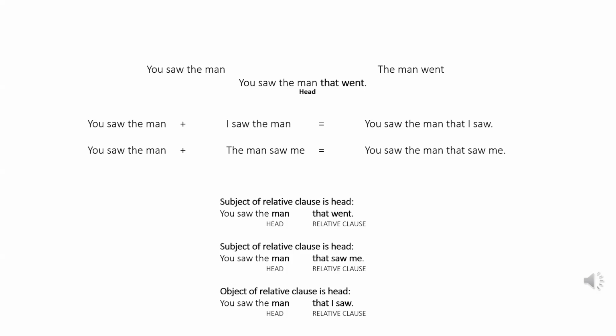The basic relative clauses covered in this video are those that are introduced in English with a word like that, as in the example shown here, or who, as in the man who I saw, or which, as in the canoe which I saw.